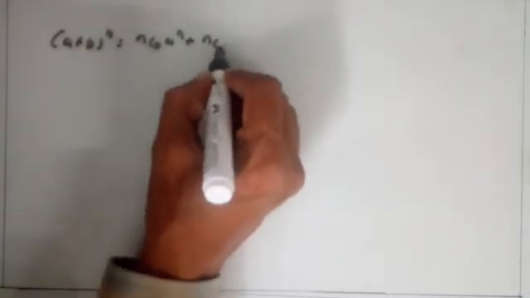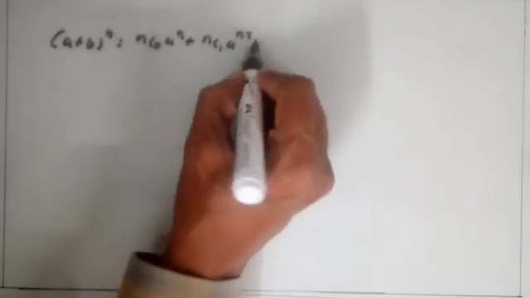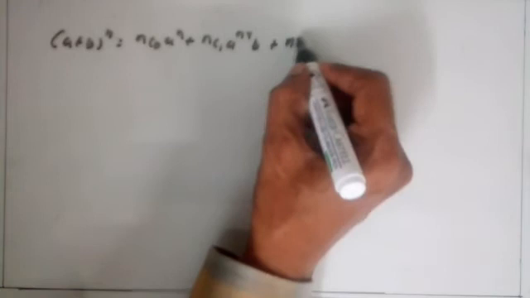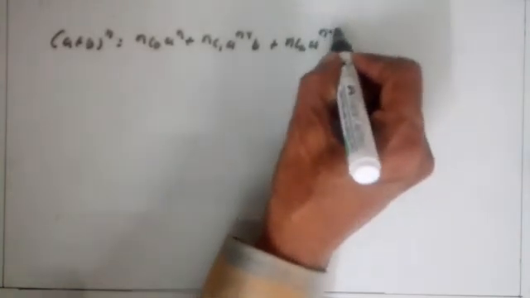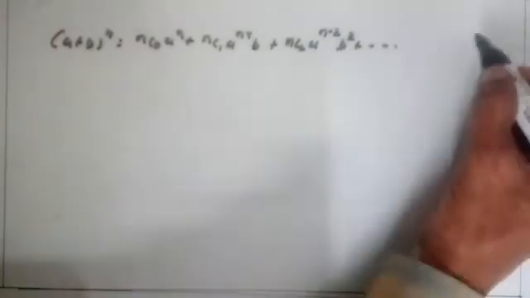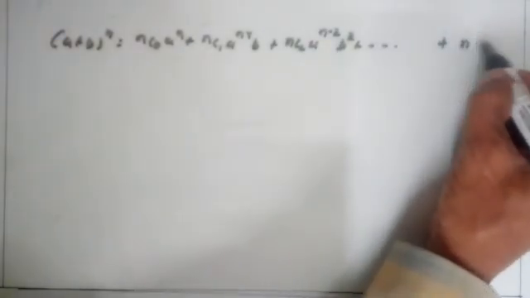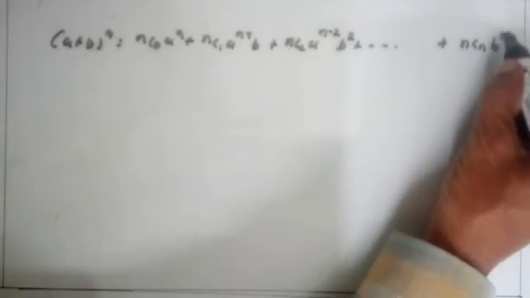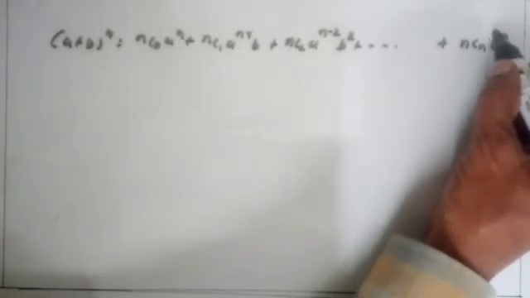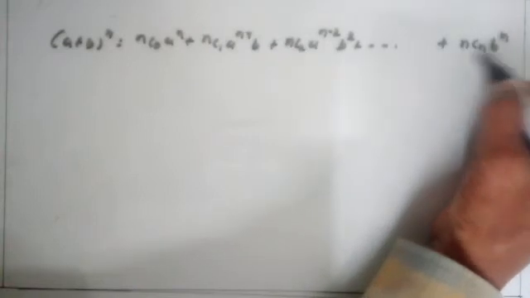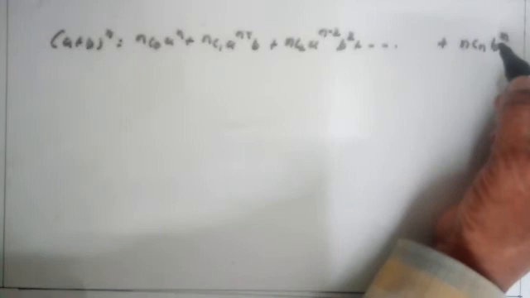We know the binomial expansion of (a + b)^n is equal to nC0 a^n + nC1 a^(n-1) b^1 + nC2 a^(n-2) b^2 + ... up to the last term, which becomes nCn b^n. Here a^(n-n), that is a^0, becomes 1, so the last term we get is nCn b^n.